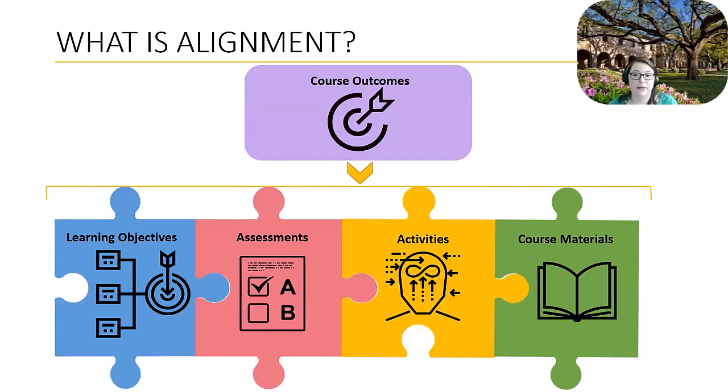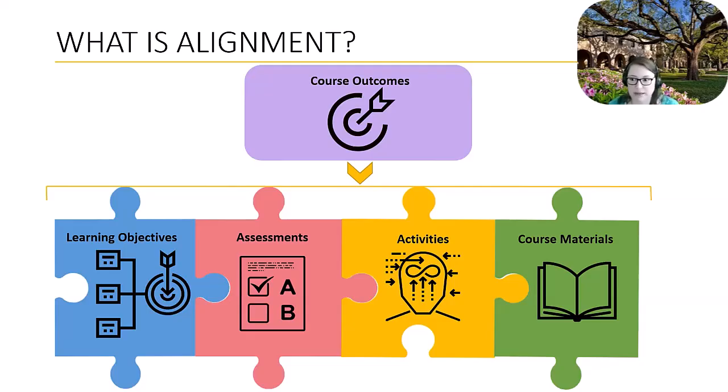So on the slide here, we have a lot of puzzle pieces, and they all do connect and support the course outcomes. Those course outcomes are the aggregated knowledge, skills, and abilities that students should be able to successfully demonstrate at the end of your course. So that's the target, that's your final destination. The learning objectives support the achievement of those larger course goals at the level of a particular module or topic.